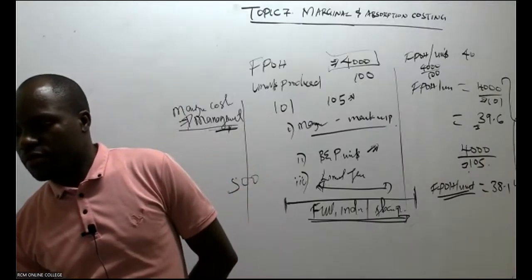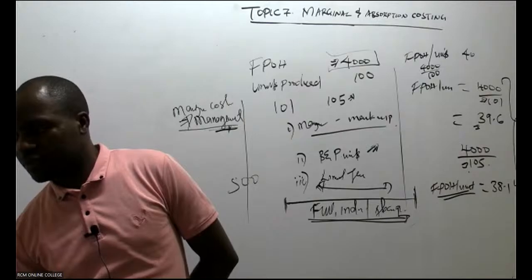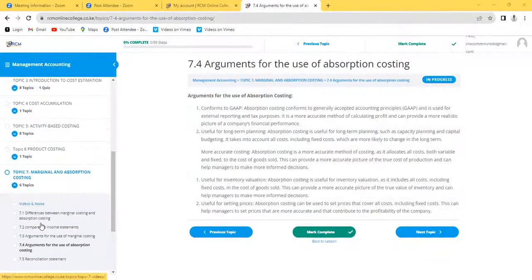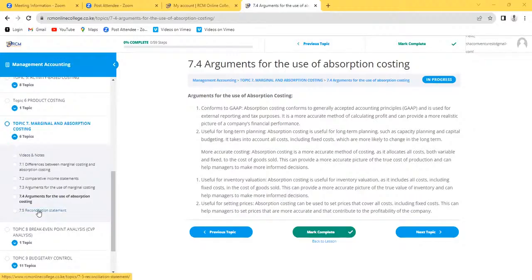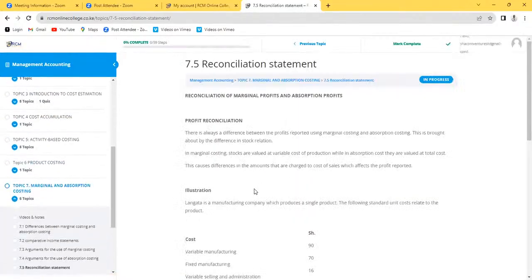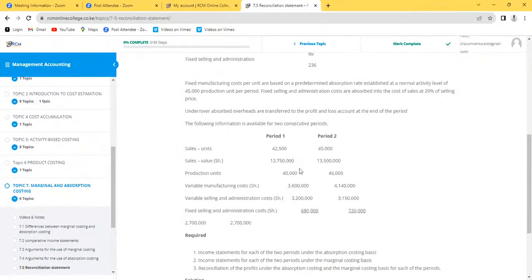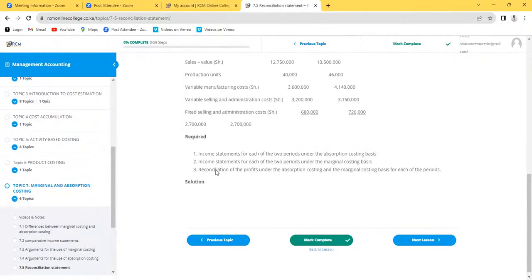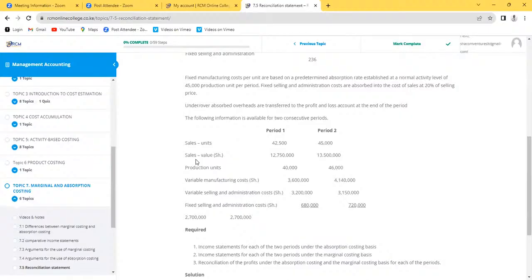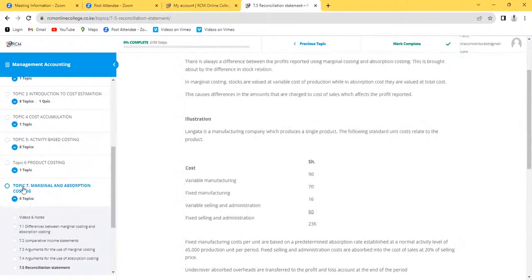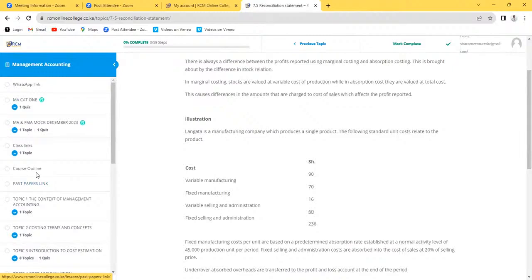Then if you move further to this part here, the reconciliation, of course, you're going to look at it. There's a question, and then you are required to come up with the income statement under the two methods. Then you do reconciliation. So what you also need to understand, if you look at the cost outline, let me see if I can get it. Yes, it is here.